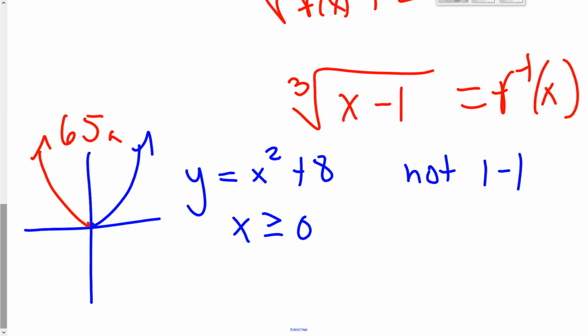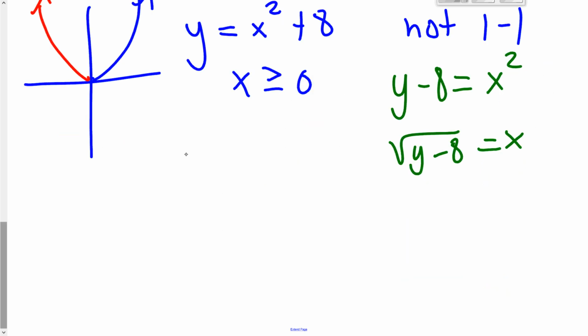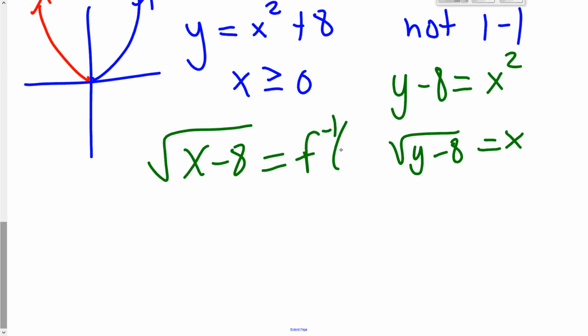What it does is, if it has a restriction, that means the inverse will also have a restriction. So you can just solve this by subtracting 8 on both sides. You get x squared, square root both sides. Switch y to x. Switch x to y, and then change it to f inverse. So there's the answer to that.